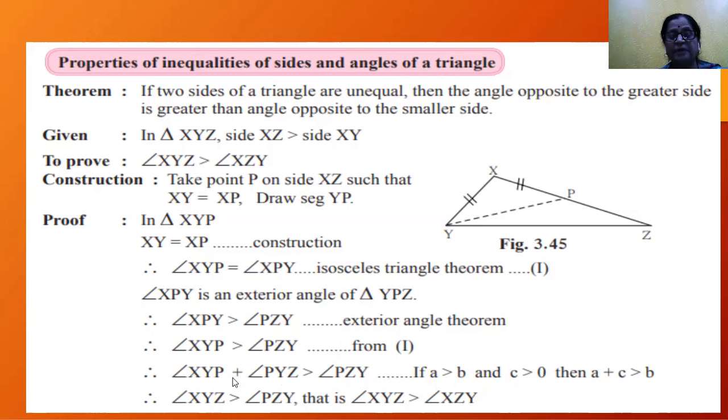Therefore, angle XYP plus angle PYZ is greater than angle PZY. If A is greater than B and C is greater than 0, then A plus C is greater than B. Therefore, we get that angle XYP is greater than angle PZY. So this angle XYZ is greater than angle XZP. Means this full angle is greater than this angle Z. It is proved.